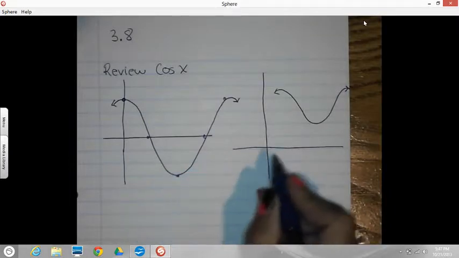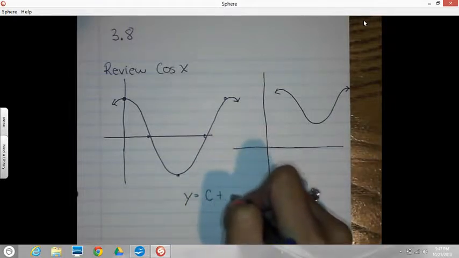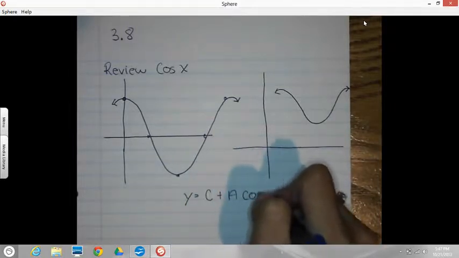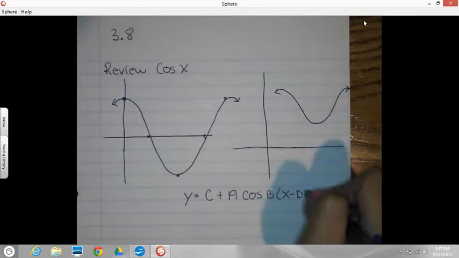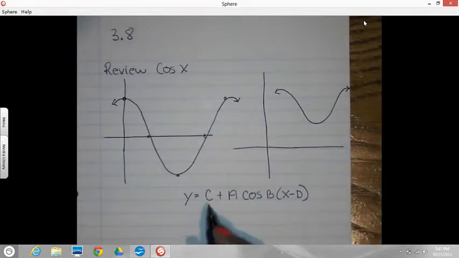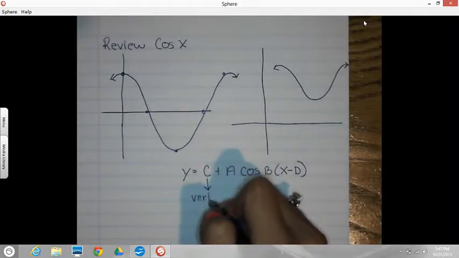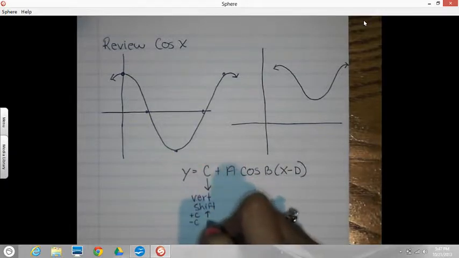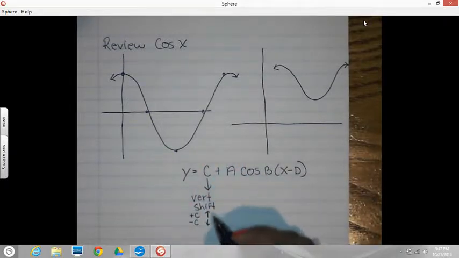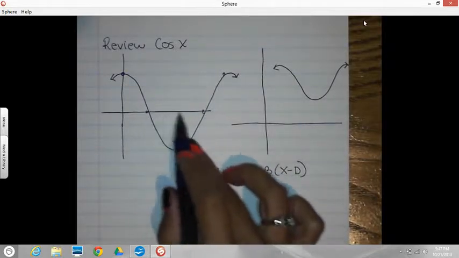All of the changes we make were found in the four variables. It was c plus a cosine b times x minus d. Okay, this c value was your vertical shift. So if you had a plus c, you went up. If it was a minus c, you went down. And the c value is where your axis ended up. So here, our axis value was the x-axis, so that had a c value of 0. It wasn't shifted up or down.